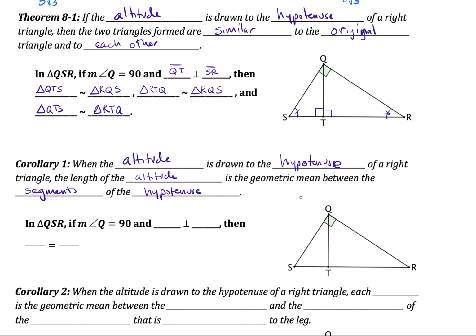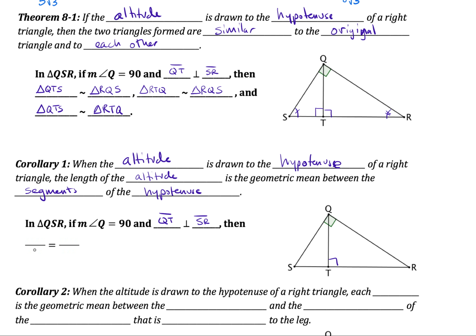So let's see what that means. We notice that when the altitude comes down, we drop this segment down that forms a right angle with the hypotenuse. It breaks that hypotenuse into two pieces. In this case, it's kind of like a short piece and then a longer piece. According to this corollary, in my right triangle, when I drop the hypotenuse down, in other words, when QT ends up being perpendicular to SR, then the altitude is the geometric mean between the segments.